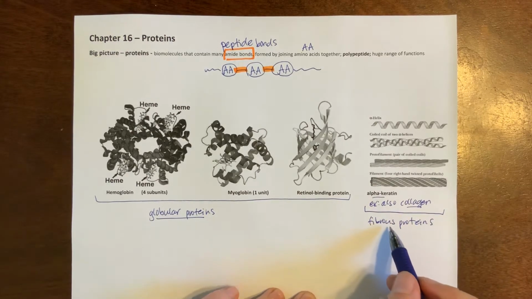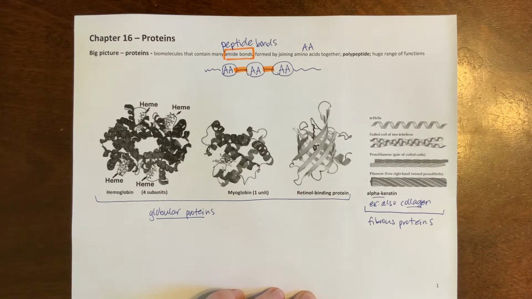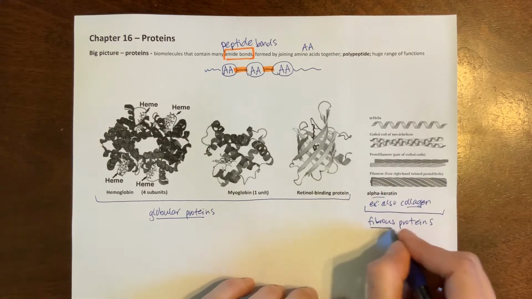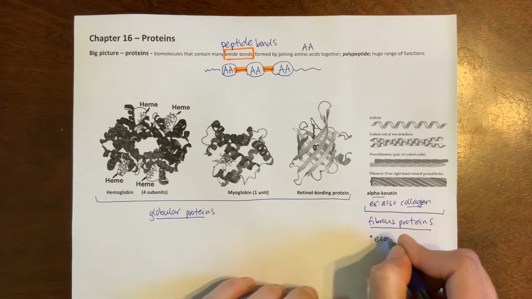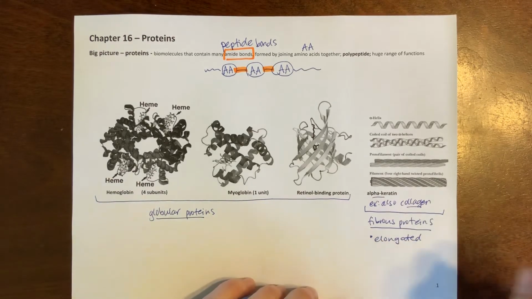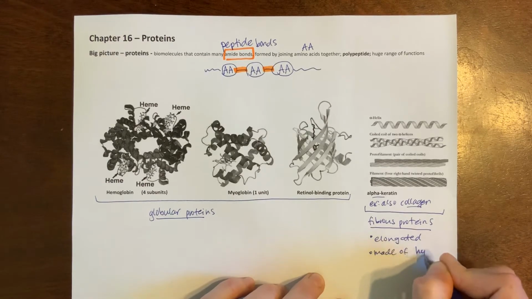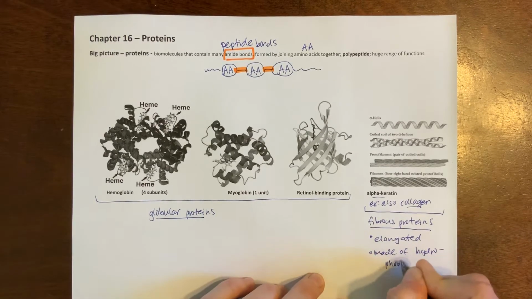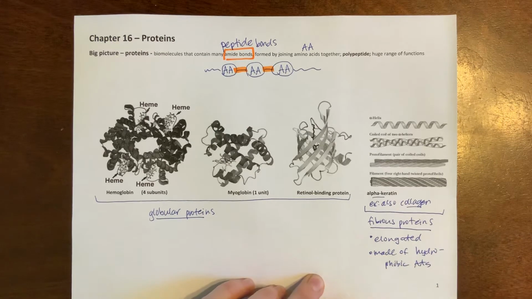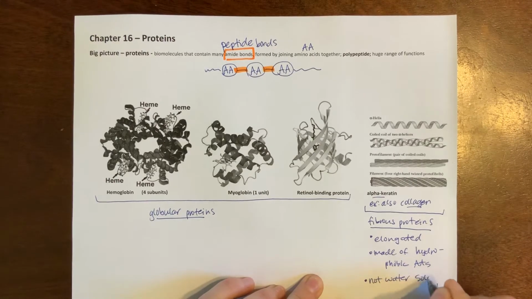And sure enough, these show up in a lot of fibers. Things like wool and hair are fibrous proteins. These fibrous proteins, we'll just look at them for a minute. A word we use to describe them is that they're very elongated, so very long and thin in one direction. They're also made of hydrophobic, so water-fearing, amino acids. And that is a good thing because we don't want them to be water-soluble, and they're not. And an example would be like hair, or we'll see wool later on, or fingernails.